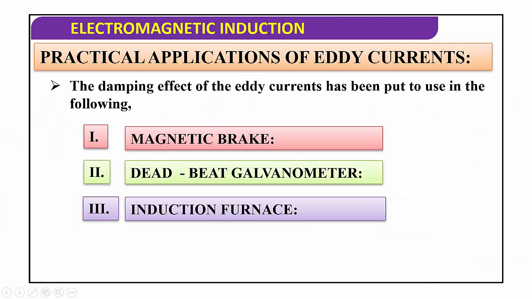Now you can observe practical applications of eddy currents. The damping effect of eddy currents has been put to use in the following applications. Damping effect, we observed in that experiment. Damping effect means that oscillation of that metal plate decreases. Finally, that metal plate will come to rest because of this eddy current. So these eddy currents have many applications. We can study one by one.